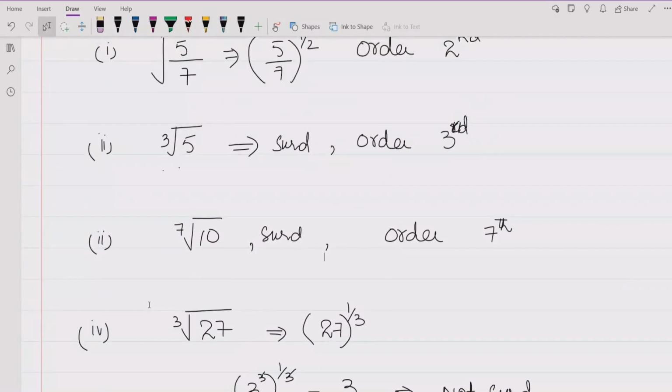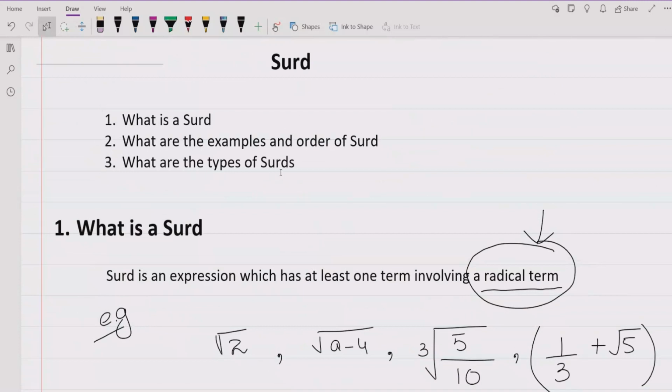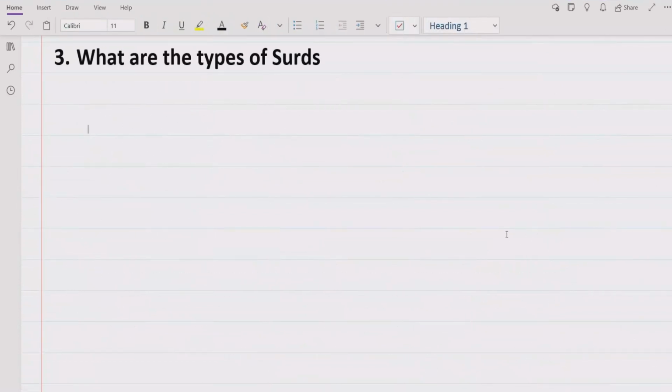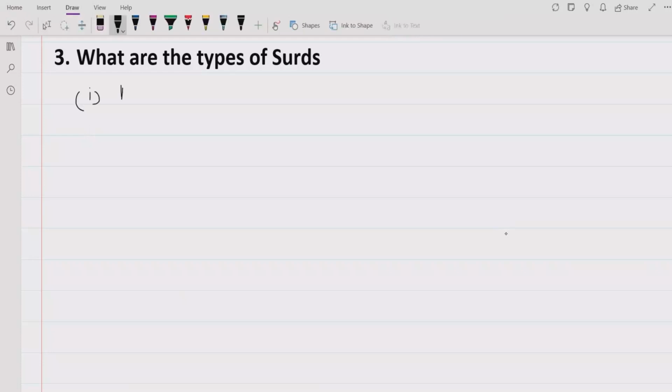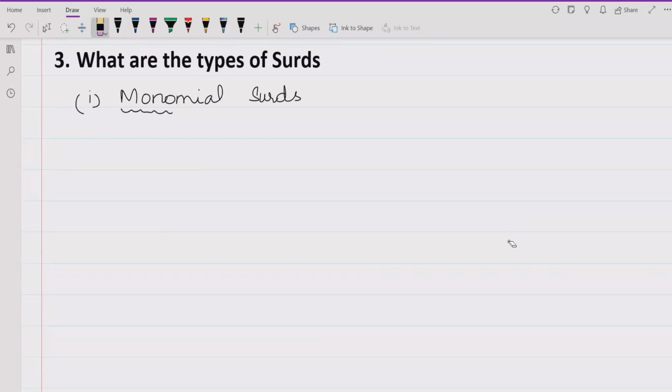Now let's talk about the types of surds. We have a few types of surds. The first one is monomial surds. As the name shows, mono shows single. So if we have a single term of a radical sign, it is called monomial.